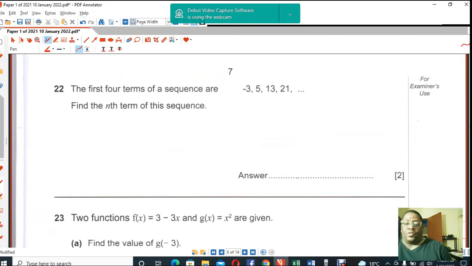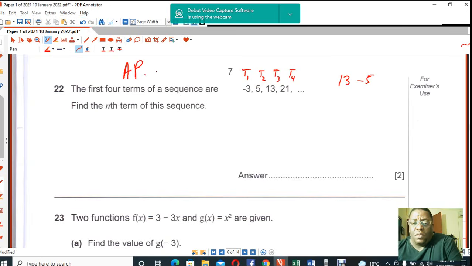Right, question 22. You have got 4 terms, and they say they form a sequence. One of the things that you should perhaps identify is the first term, second term, third term, fourth term. And just to be on the safe side, if you subtract, you want to see, is this an AP or a GP, geometric or arithmetic progression? Well, if you subtract here, you get an 8. If you do the same for 21 minus 13, you get an 8. So therefore, this is an AP.